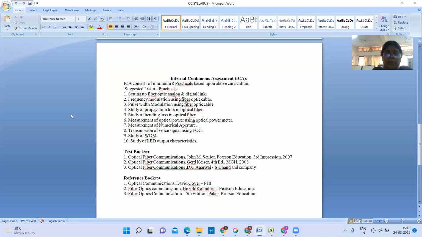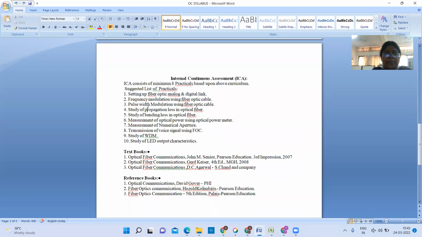So in the first practical, we have to see how to transmit the analog signal and how to transmit the digital signal through fiber optic cable. That is the first experiment. Then the second experiment is frequency modulation using fiber optic cable. First we have to take one electrical signal, then do its frequency modulation, and that frequency modulated signal we have to transmit through the fiber optic cable. That is the second experiment.